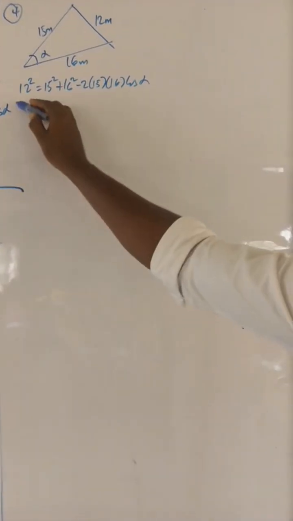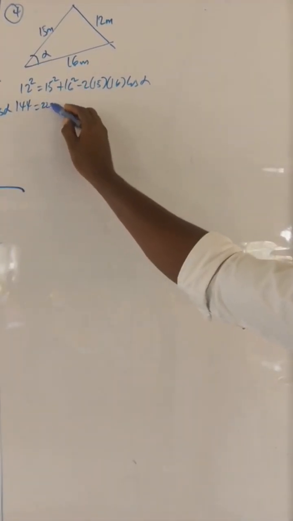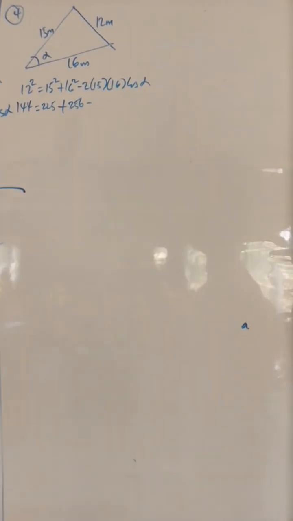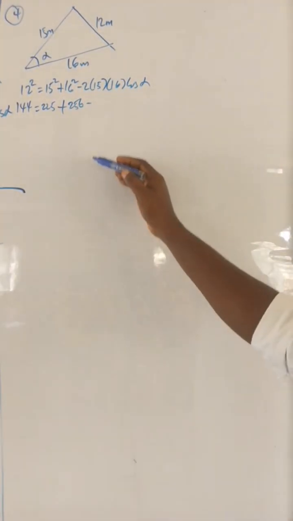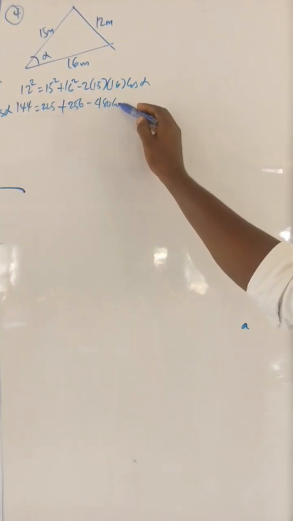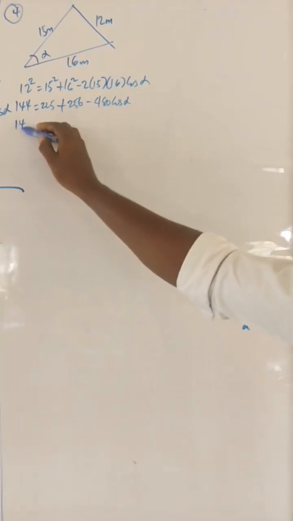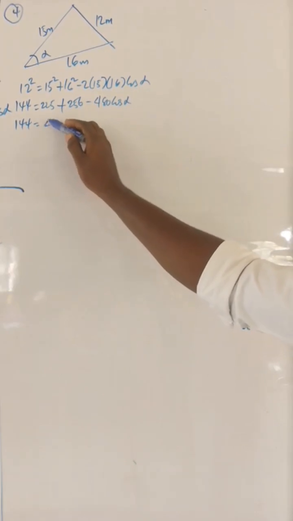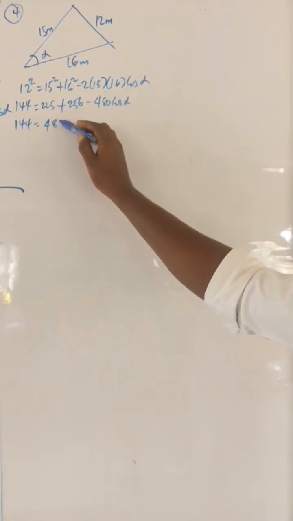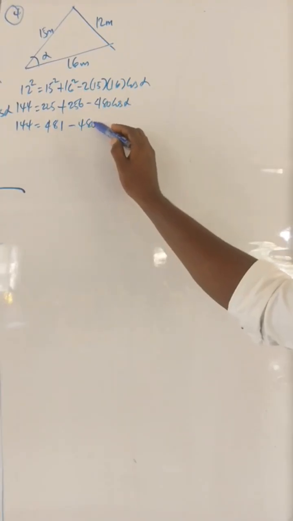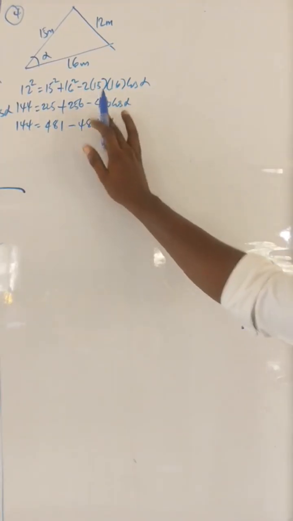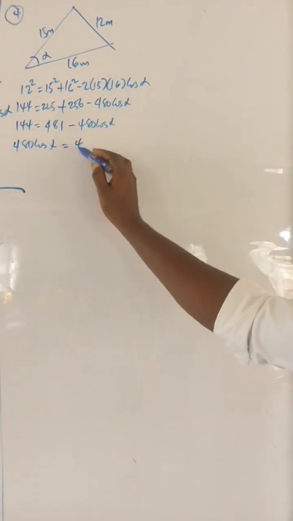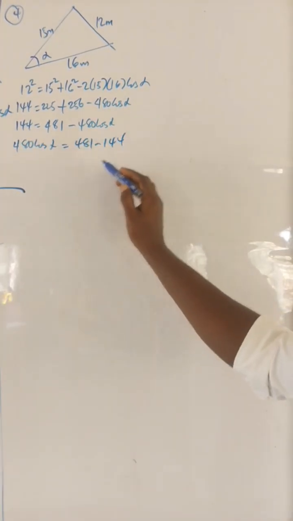Let's finish this question. 12 squared is what? 15 squared, 16 squared, 2 times 15, 30 times 16, then cos alpha. We can write 144. Addition of these two. We can take the whole of this to this side, so the minus turns to plus. Equals to 481 minus what? So subtract.